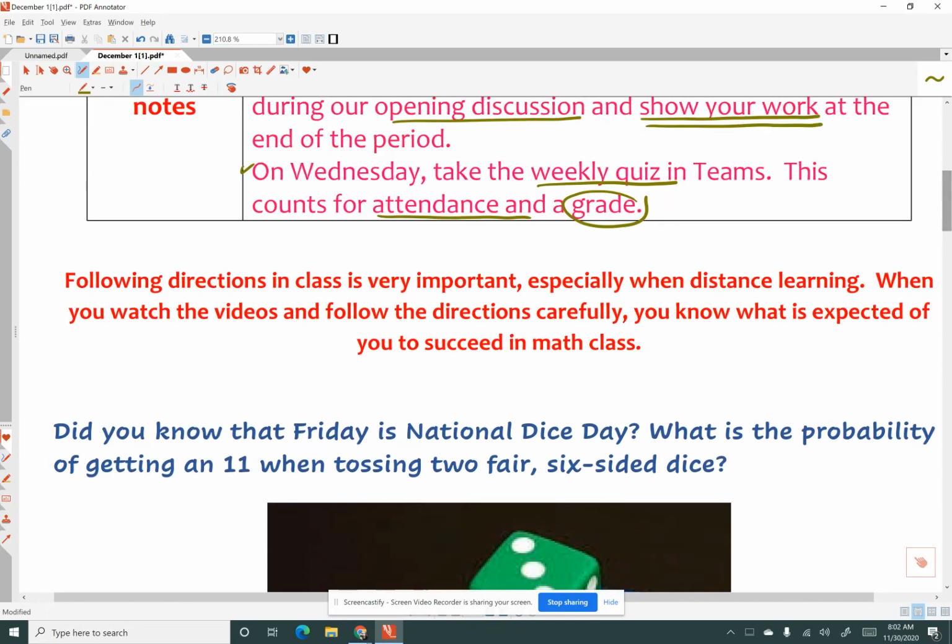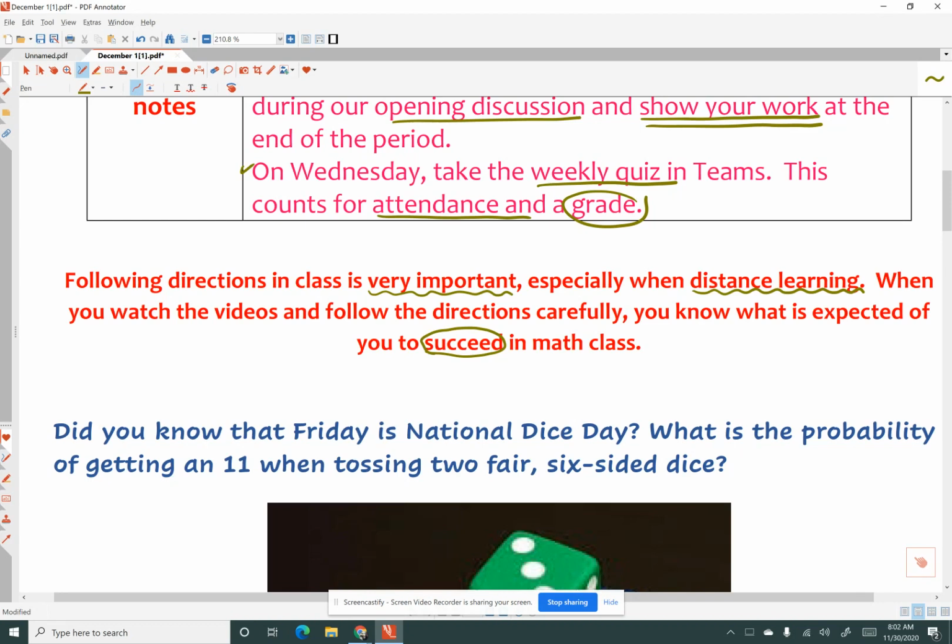Remember, following directions in class is very important, especially with this distance learning that we're doing this week. When you watch the videos and follow the directions carefully, you know what is expected of you to succeed in math class.